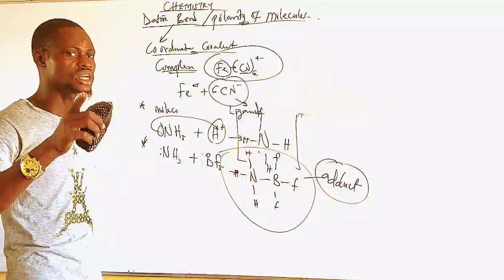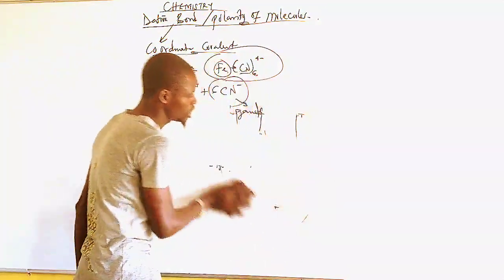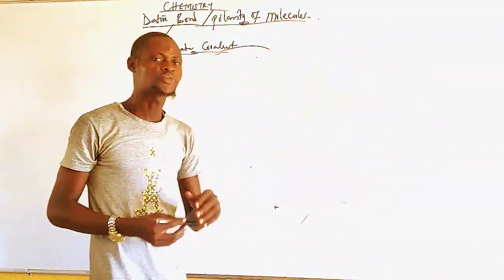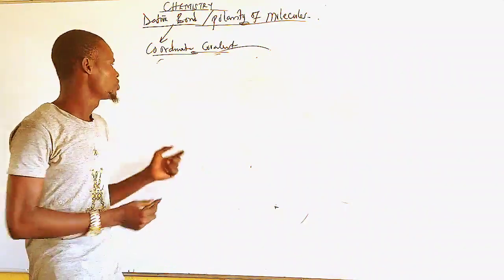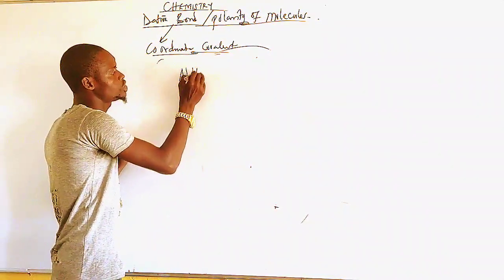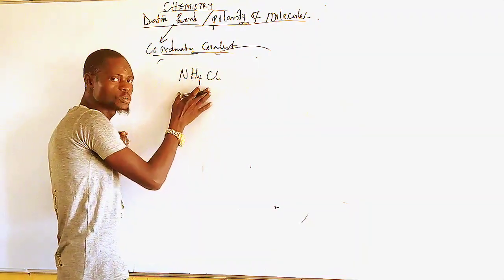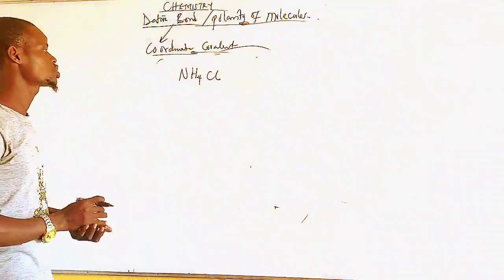Another question that is always common in JAMB about these coordinates is how many types of bond can be found in a molecule. For example, a molecule of ammonium chloride, what are the number of bonds found in this molecule? This molecule consists of 3 types of bond. Let me try to showcase it for you.